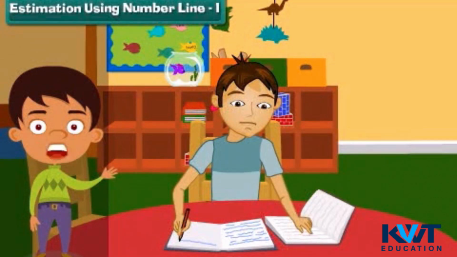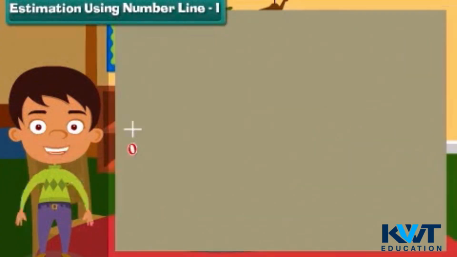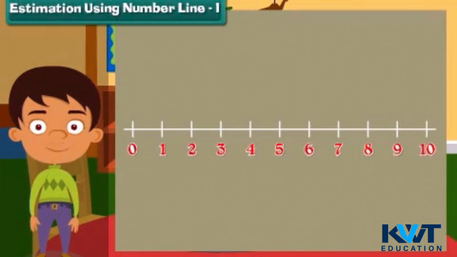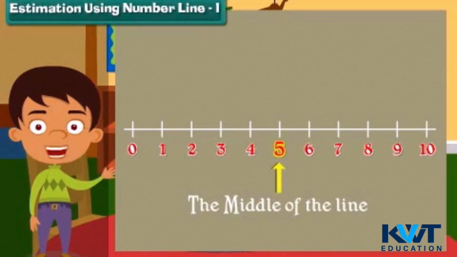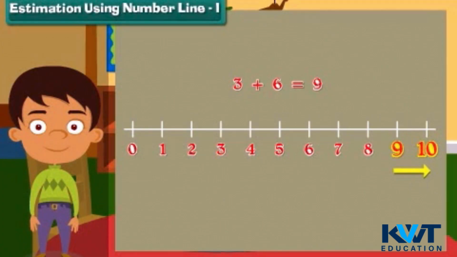Estimation using number line 1. Let us try something interesting. On screen you see a number line from 0 to 10. Can you guess the position of number 5 on this line? Yes, it will be in the middle of the line. The position of number 3 will be between 0 and 5, and number 7 will be between 5 and 10. Let us add 3 and 6. By adding 3 and 6, we get 9, and the position of 9 will be near to 10.